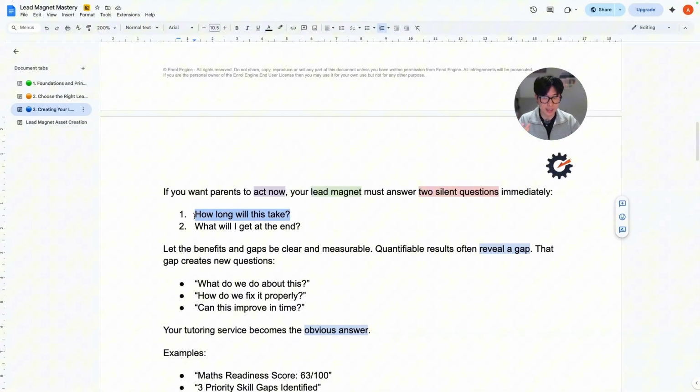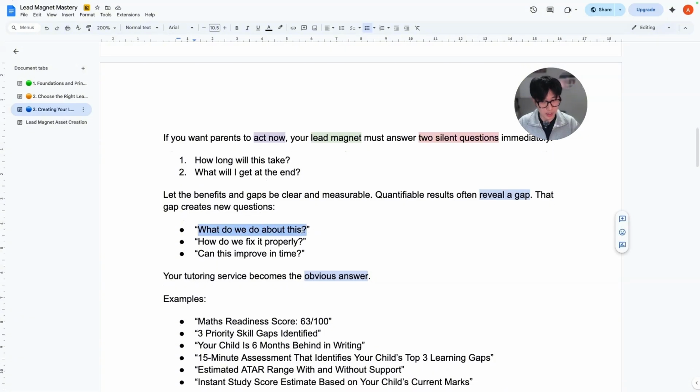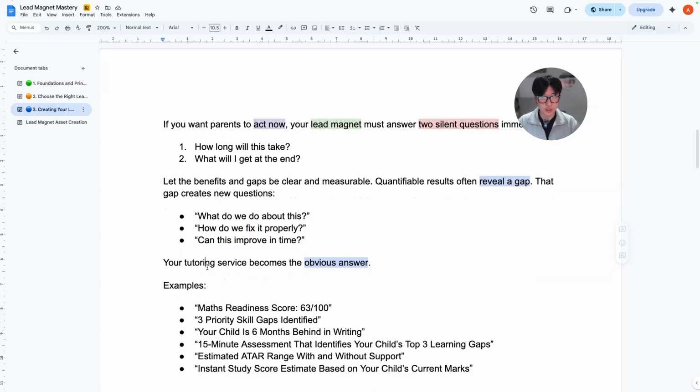So the time commitment, the time-bound, is the first question, and the measurability and quantifiability is the second. You want to let the benefits and the gaps be clear and measurable. What I mean by gaps is benefits and weaknesses that you can identify. Quantifiable results often reveal a gap. That gap creates some new questions. What do we do about this now? How do we fix it properly? And can this improve in time? Your tutoring service becomes the obvious answer.